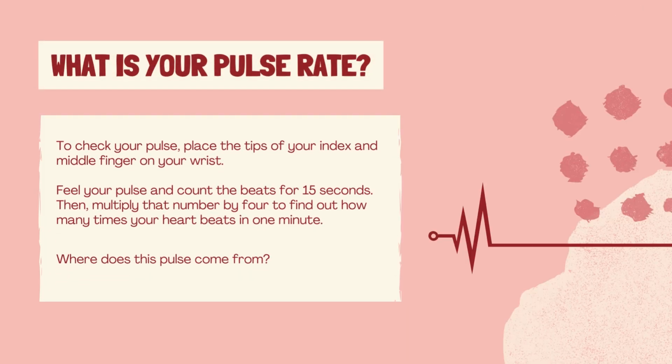What is your pulse rate? To check your pulse, place the tips of your index and middle finger on your wrist. Feel your pulse and count the beats for 15 seconds. Then multiply that number by 4 to find out how many times your heart beats in 1 minute.